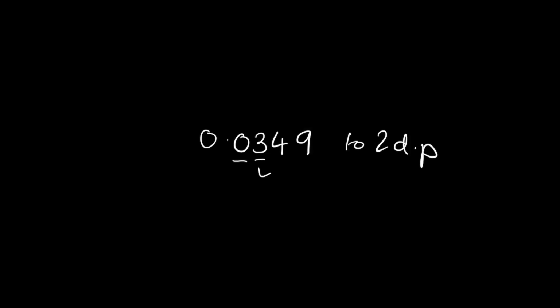7.14. If it was a lower number like 0.0349 to 2 DP, so 0 would be counted in this case. This would be the first decimal place, 3 would be the second decimal place. So you look at the number after it, like normal rounding rules, and since it's less than 5, you round down, so it will be 0.03.